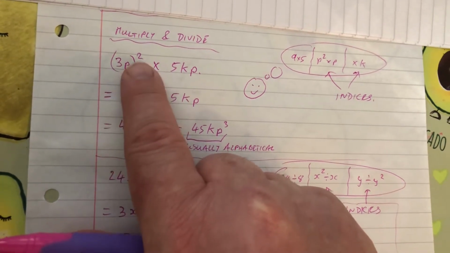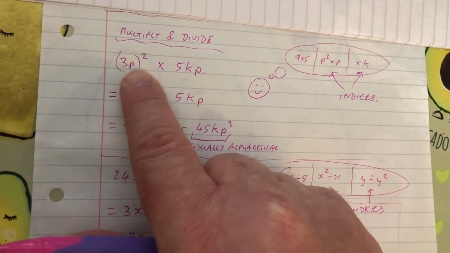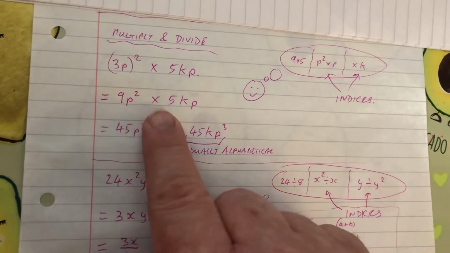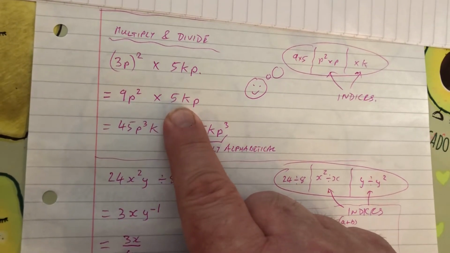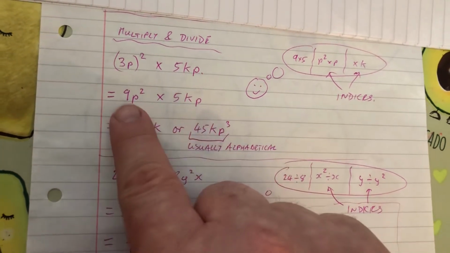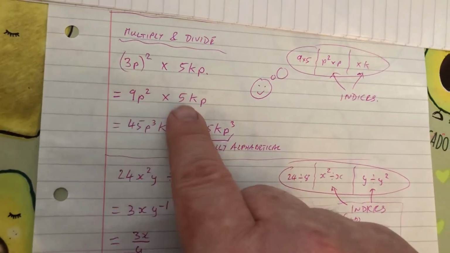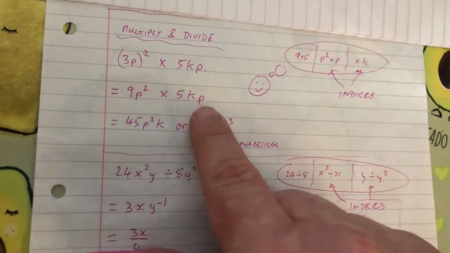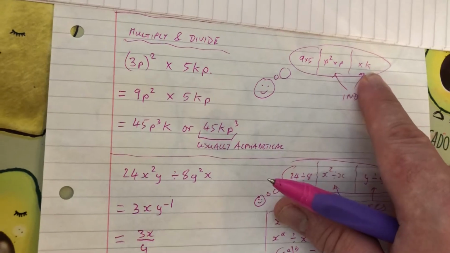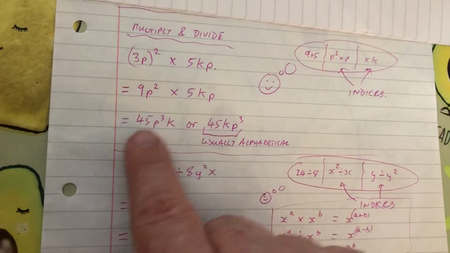Remember, 3p squared is 3p times 3p, which is 9p squared. And this, we haven't had to do anything to that yet. Now, our thought bubble, we take the identical bits when we multiply. So we take the numbers, we take the p's, and we take the k's, and we multiply. So here, 9 5s, 45.